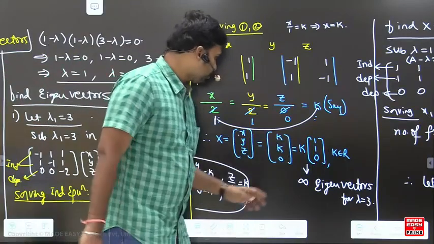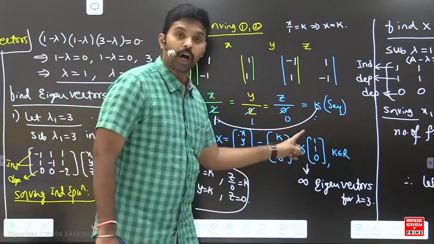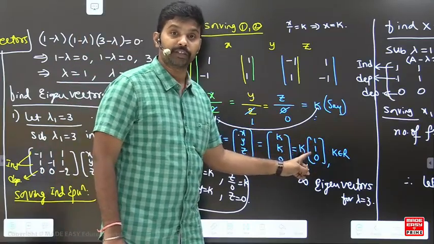Okay, fine. Now, what do you understand from this one? How many of them are independent eigenvectors?